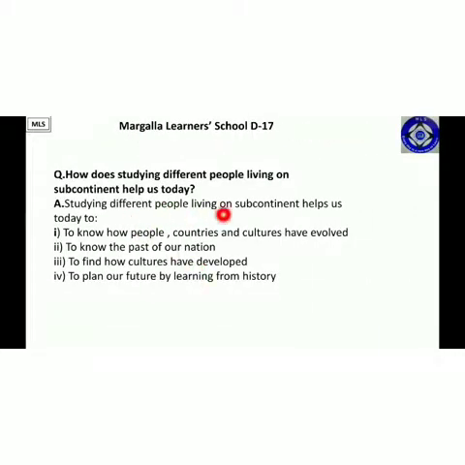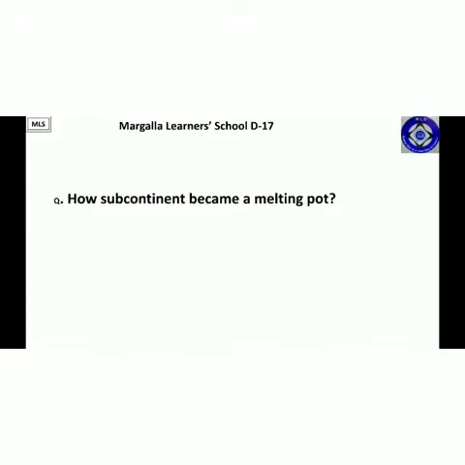studying different people living on the subcontinent helps us today to know how people, countries and cultures have evolved, to know the past of our nation, to find how cultures have developed, and to plan our future by learning from history. So again, you can pause the video or you can write the answers from the pictures given below. Our next question is, how did the subcontinent become a melting pot?